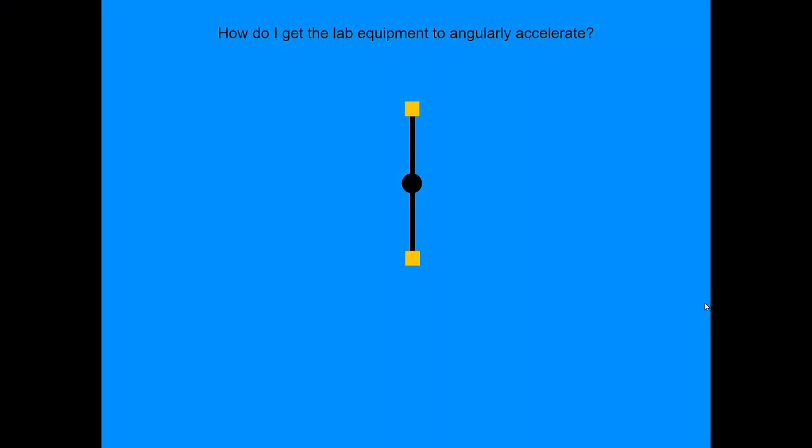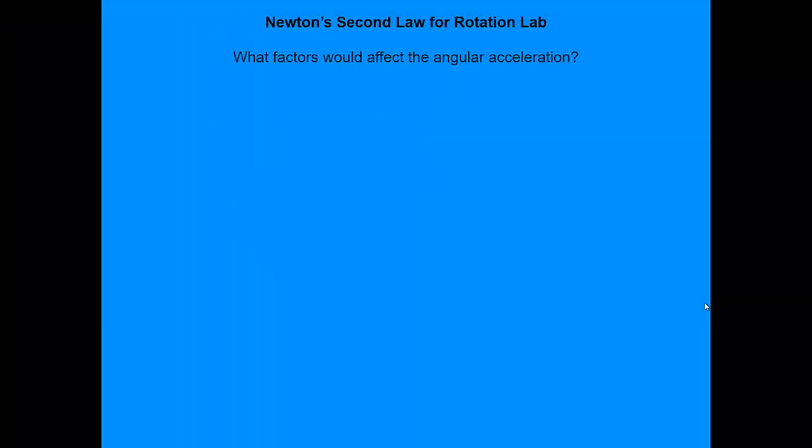And if you want to get it to accelerate, you have to apply a force at some distance from the axis of rotation so that that force applies a torque. And that torque would, of course, make things angularly accelerate. So we need to have a net torque to make things accelerate. What factors do you think are going to affect how quickly it will angularly accelerate?